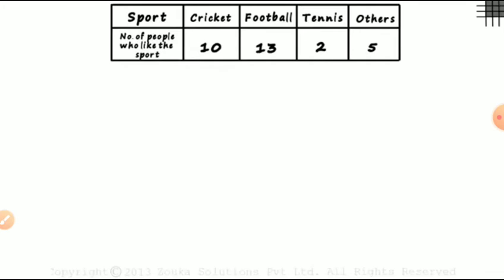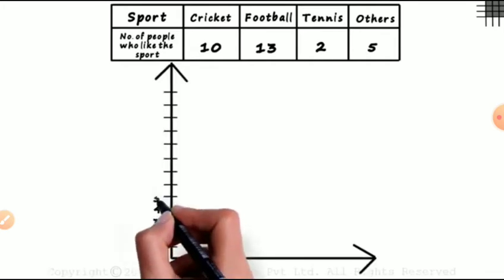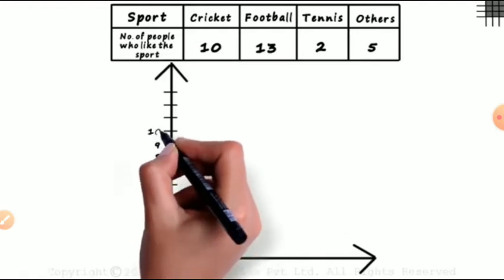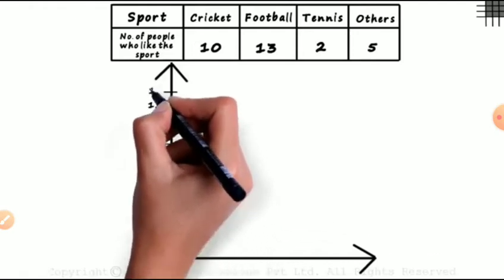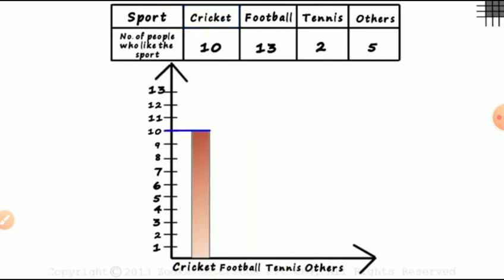Let's draw two perpendicular lines like these and mark 1 to 13 in equal intervals. We can use bars to represent the number of people who like a sport. The four categories are cricket, football, tennis, and other sports. We know that 10 people like cricket, so we draw a bar up to that height. 13 people like football, so we draw a bar up to the number 13.